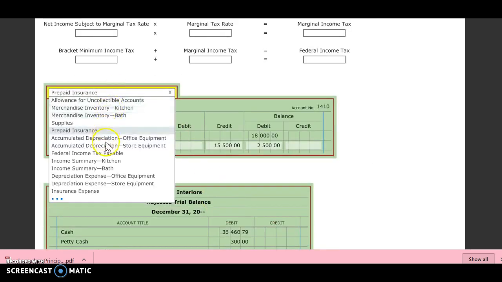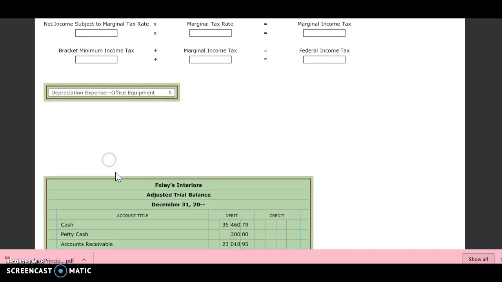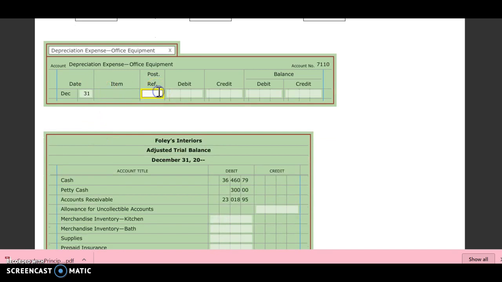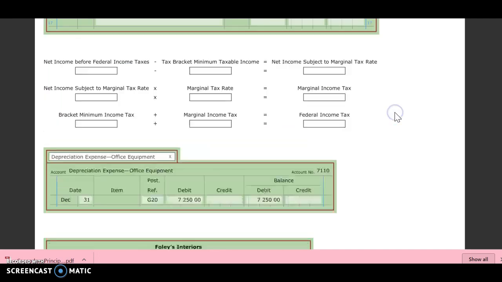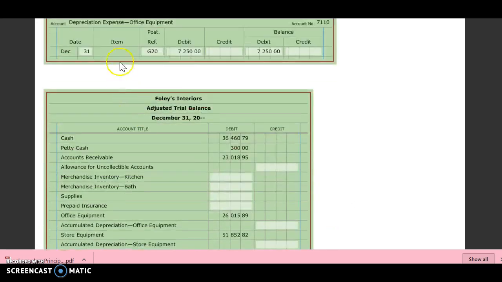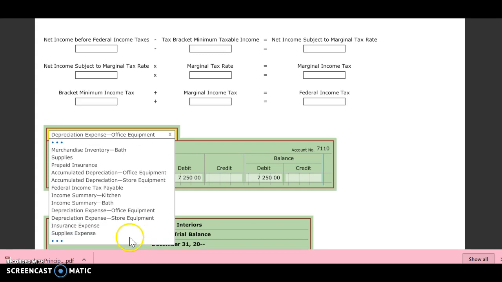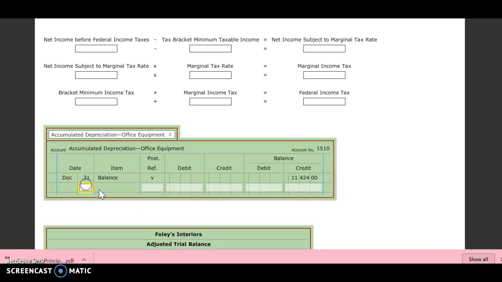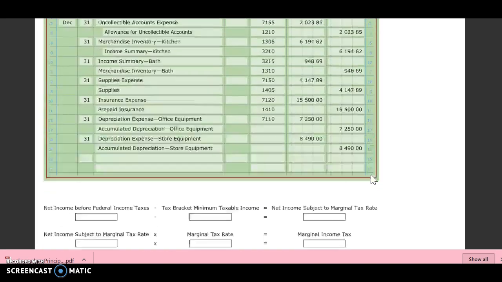Depreciation expense. Office equipment. Debit of $7,250. 7110. And accumulated depreciation. 1510.